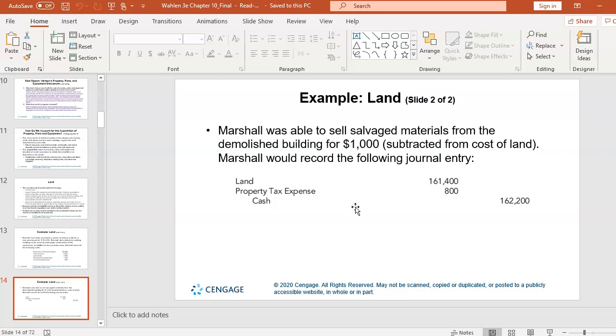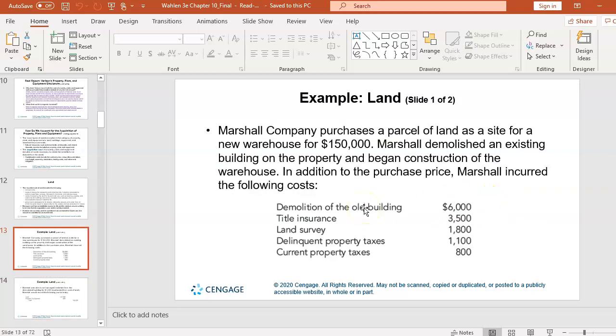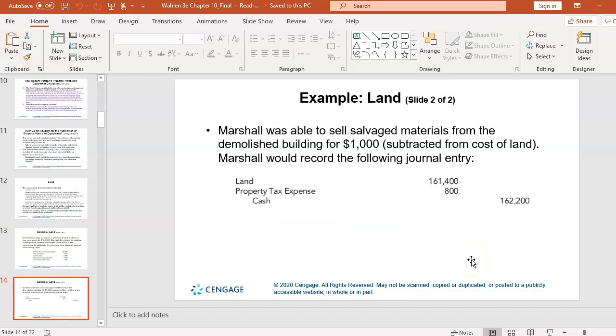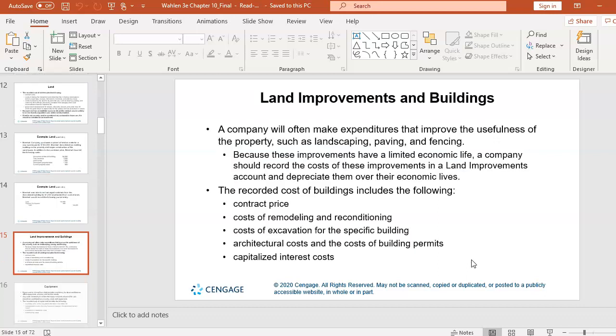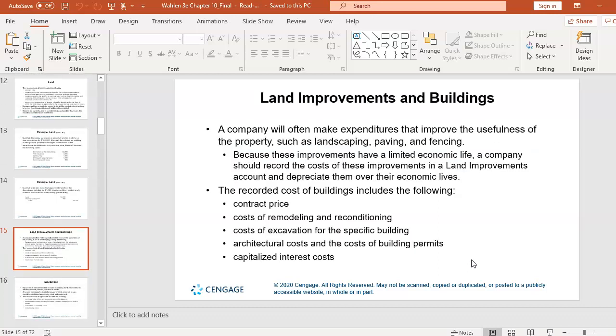And so here's my journal entry to debit land. We had a little bit of property tax expense right there. This $800 right here, the delinquent, went into the cost of the land, but the current is just expense. And then we credit cash for the net amount that we paid. So that's a good example of a journal entry to buy land. You'll definitely have those in your homework for the week.